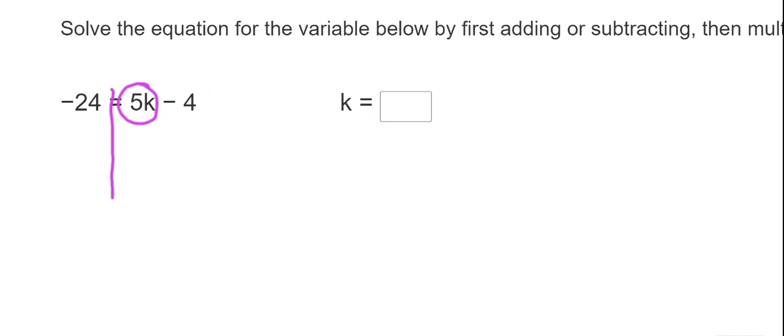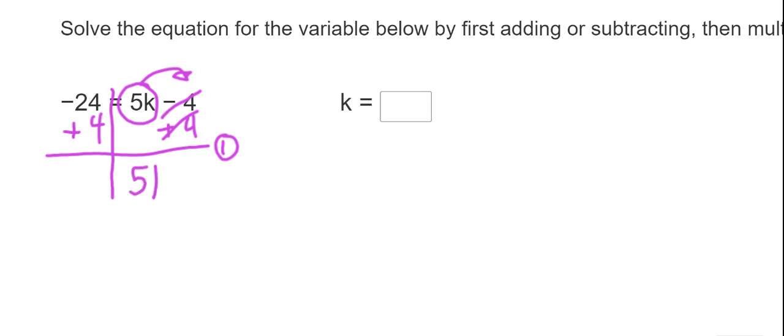But we're going to stick with circling the variable term, and then we're going to start with getting rid of this negative 4. So the opposite of subtracting 4 is adding 4. And what we do to one side, we do to the other. So this is step 1. Now the minus 4 has been canceled. Now we bring the variable term down to the next step, 5k.